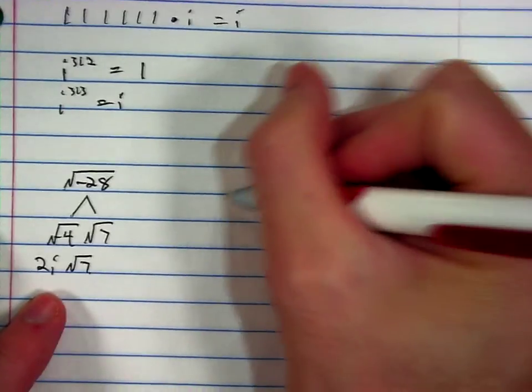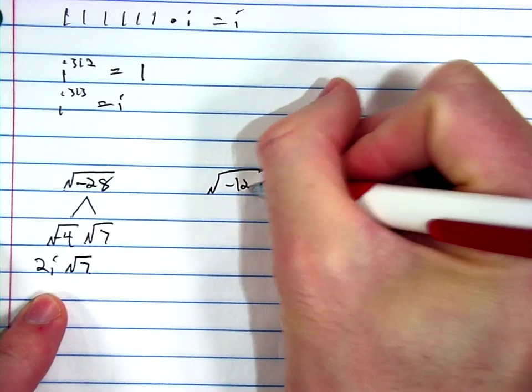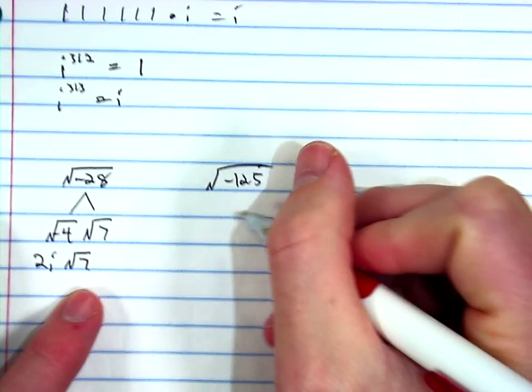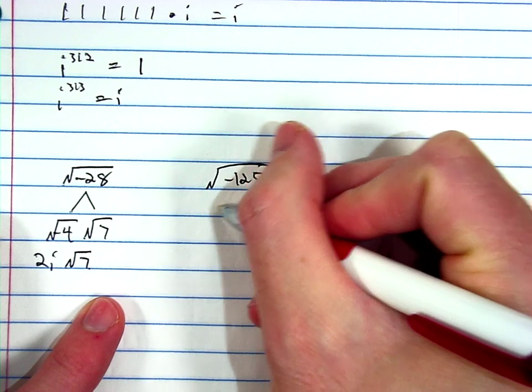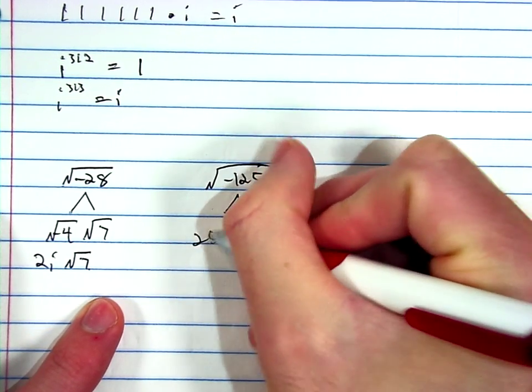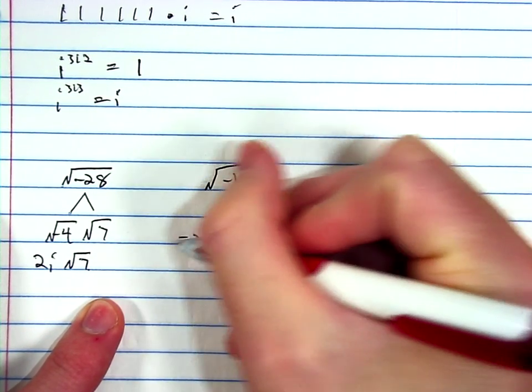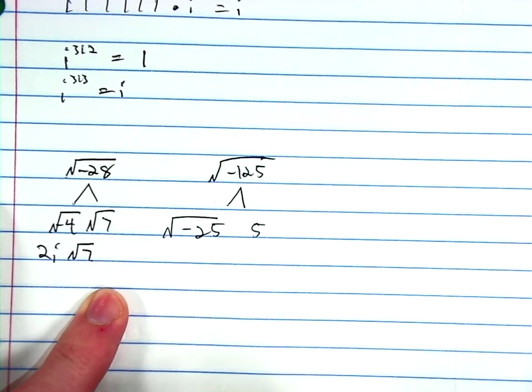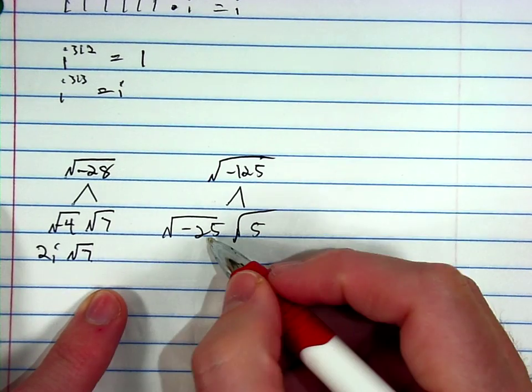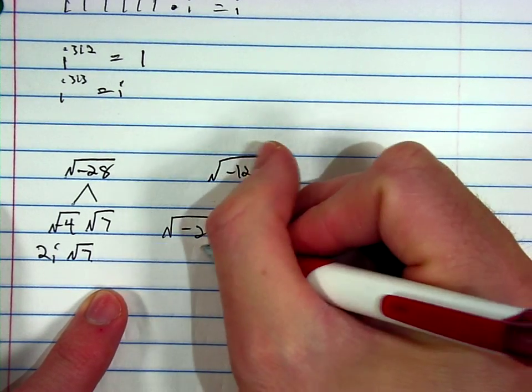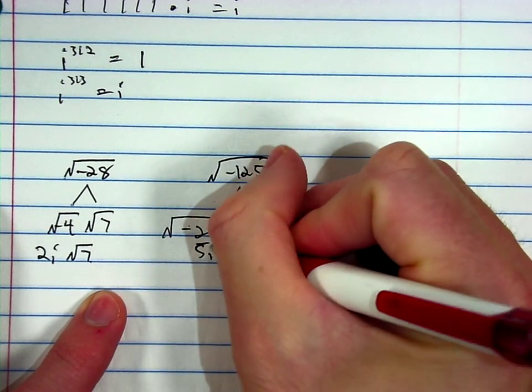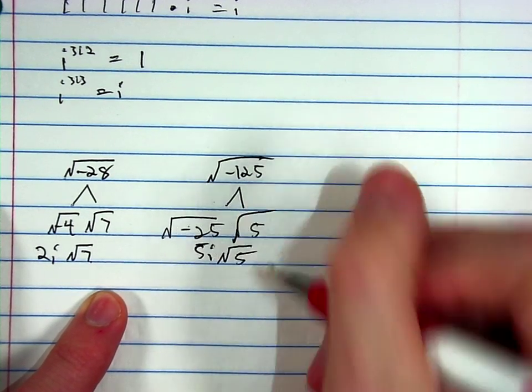Another good one here: square root of negative 125. We're going to break this apart: 25 and 5. 25 is the perfect square. I'll put my negative on that one. I can do this one. Square root of 25 is 5. The negative makes it an i. And then we'll have that radical 5 there.